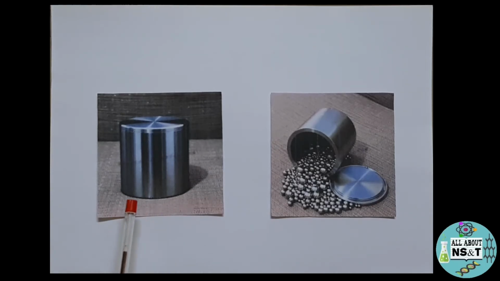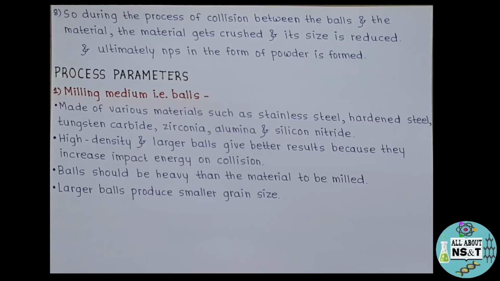So this container filled with the metal balls and material is placed inside the ball milling unit, where it is subjected to high speed rotation and the entire milling procedure is carried out. So now that you know the working procedure of ball milling, let's move forward to know the process parameters. There are several parameters which influence the milling process. So let's look at them one by one.